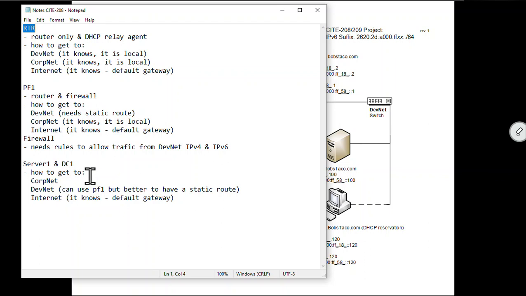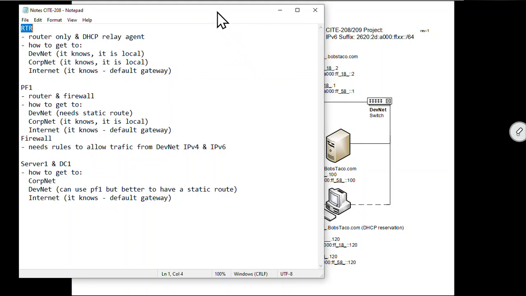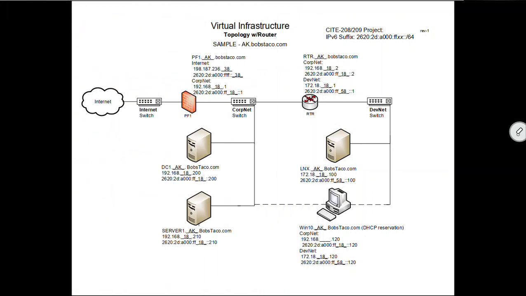PF1, same thing. I want to look at PF1 and I want to ask myself, how does PF1 know how to get to DevNet, CorpNet, and the internet? And then Server1 and DC1, how do they know how to get to those same resources? Now I've got some notes here and you can pause the video and just take a look at these, but this is what I want to talk about in this video. It's a review on routing. Let's go ahead and get started then.